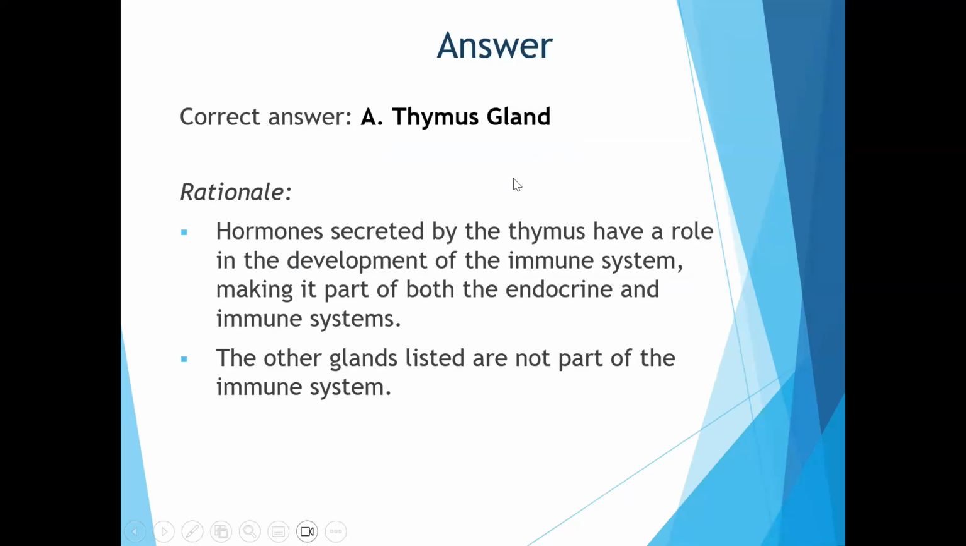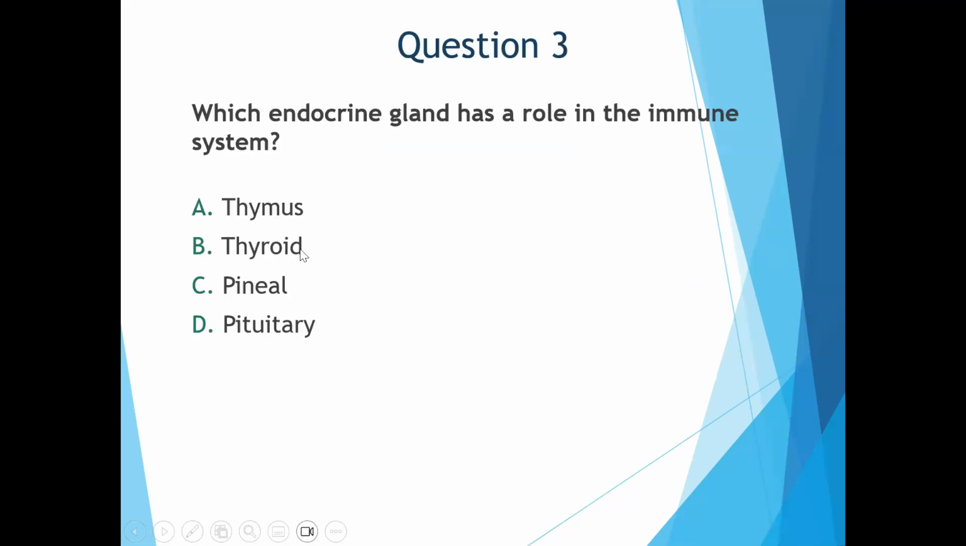That would be your thymus gland. Remember, the thyroid gland we just talked about has a role in our calcium homeostasis. The pineal gland is our melatonin gland. The pituitary gland we know has a lot of functions. We talked about that a while back, but the thymus has a role in the immune system.